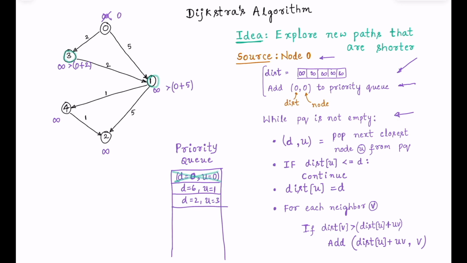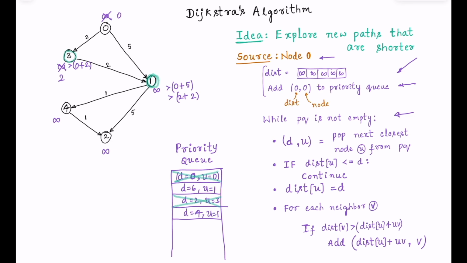Next we pop the closest element from the priority queue, which is node 3 at distance 2. We check the distance for node 3. Right now it's at infinity, so we update it to distance 2. Next we explore its neighbors, which is node 1, and the distance to node 1 is greater than distance to node 3, which is 2, plus cost of the edge (3, 1), which is 2. So we add node 1 to priority queue again at distance 4 and node 1.